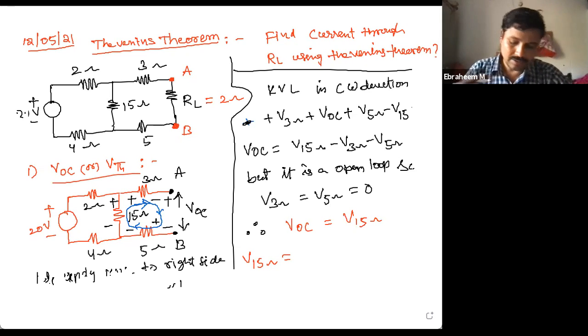That means are you able to understand? See, the voltage across 3 ohms and the 5 ohms is 0 because there is no current flowing through 3 ohms and 5 ohms, right? But 15 ohms is common to the right side part and left side part. So obviously, there will be some current flowing through the 15 ohms. That may be the current that is flowing through the left side loop of the circuit. Is it clear?